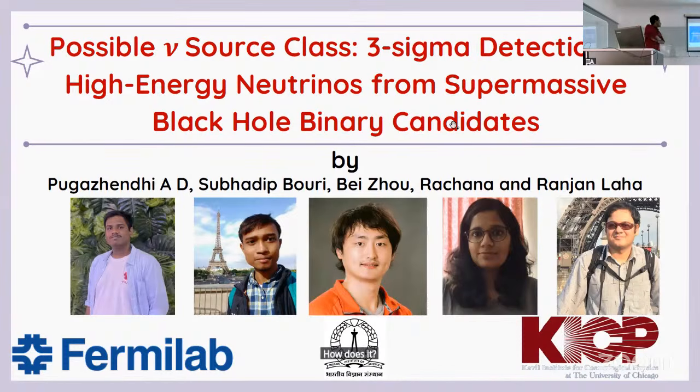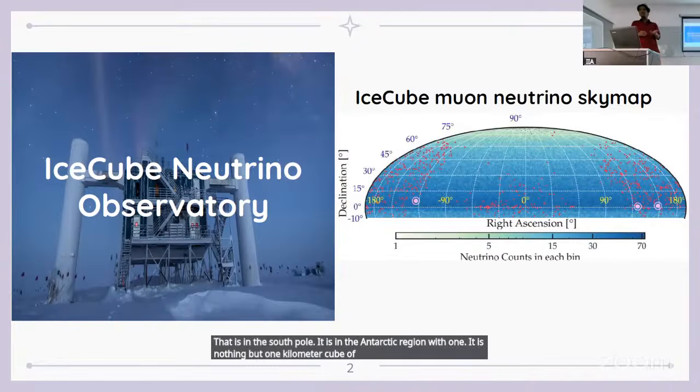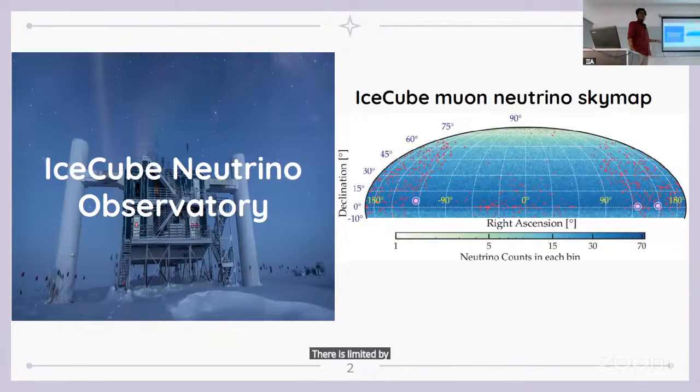From neutrino data from the IceCube telescope, which is at the South Pole in the Antarctic region. It is nothing but 1 kilometer cube of ice with digital optical modules or photomultipliers embedded in them, and this detects the Cherenkov radiation that is emitted when the neutrinos interact with the Earth's material and produce their corresponding leptons.